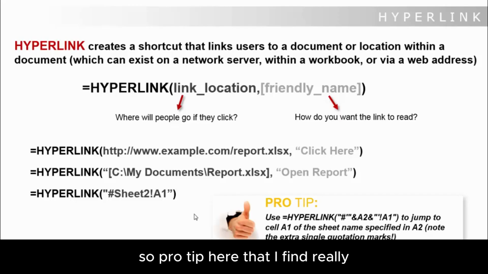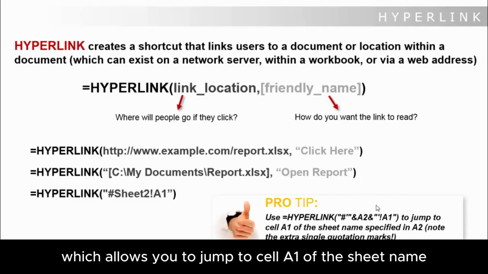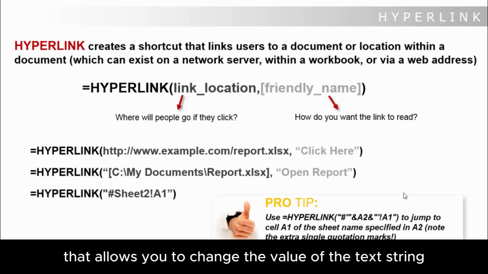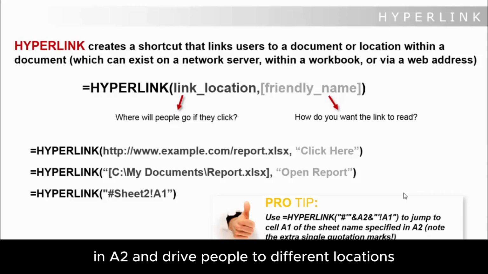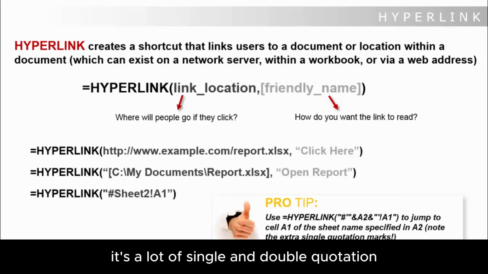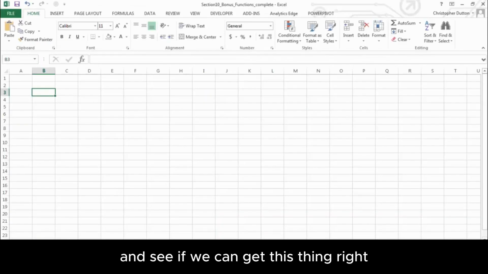So a pro tip here that I find really, really helpful with HYPERLINK is this very specific string, which allows you to jump to cell A1 of the sheet name specified in A2. That allows you to change the value or the text string in A2 and drive people to different locations in your worksheet dynamically, which is very cool. The only catch is it's a lot of single and double quotation marks that are very easy to screw up. So let's jump into Excel and see if we can get this thing right.